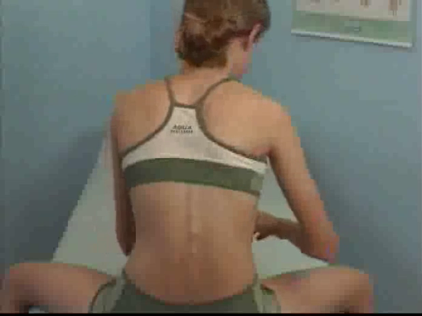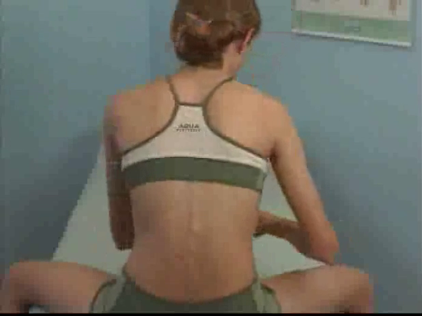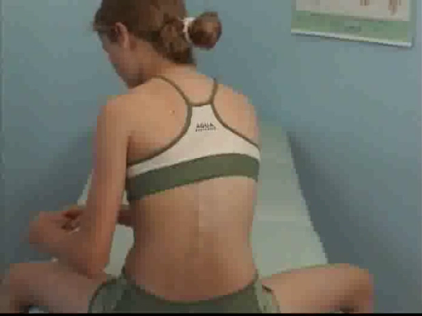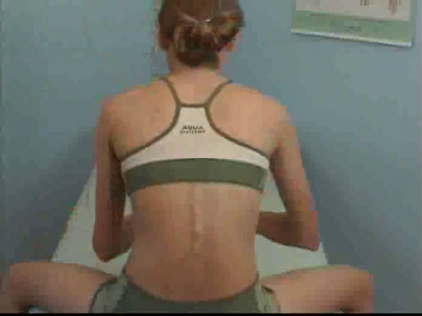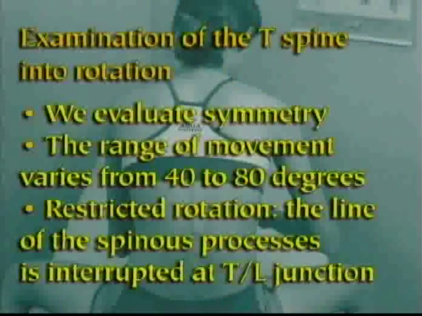For rotation examination and mobilization, the patient is seated astride at the end of the table and turns to each side. Care must be taken lest he deviates from the vertical axis. Under normal conditions, the range of movement may vary from about 40 to 80 degrees to each side. If there is movement restriction, we usually see that the line formed by the spinous processes is interrupted at the level of the thoracolumbar junction on maximum rotation.